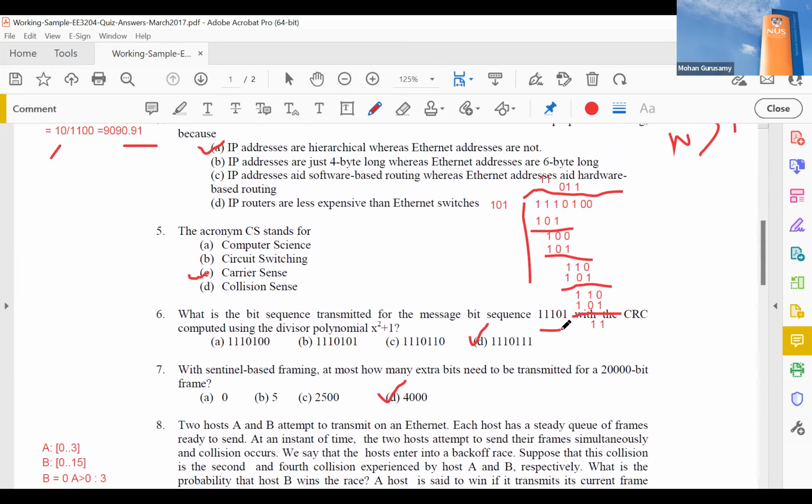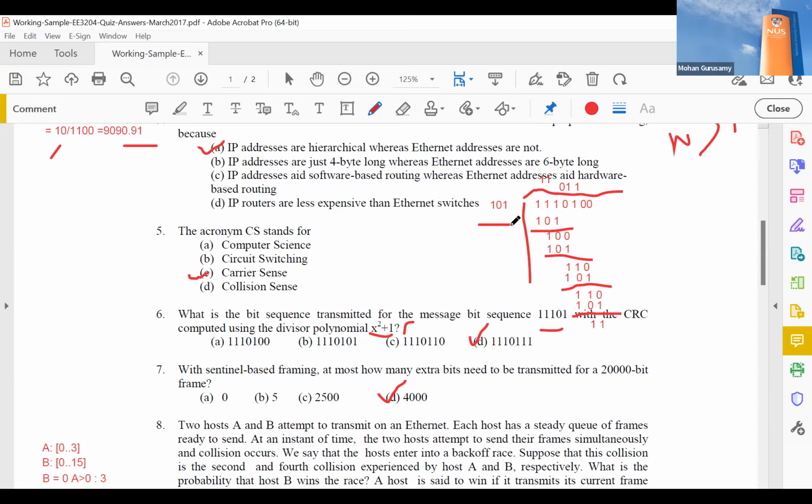And we use the CRC division polynomial x squared plus 1. So the question is, what is the CRC bit, or what is the bit sequence transmitted, including the CRC bits? Because the division polynomial is x squared plus 1, it has 3 bits, 101. There's no x term, so 101. So the divisor has 3 bits, the remainder will have 2 bits.